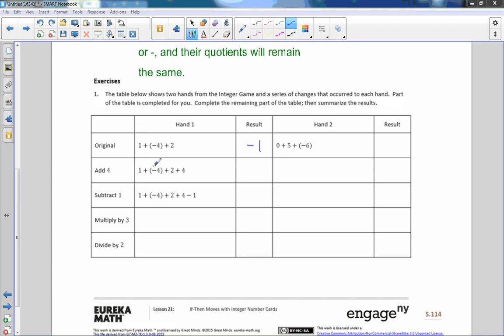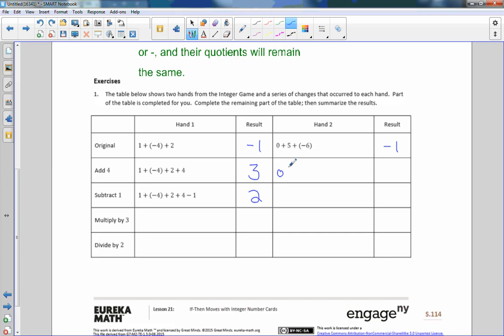So now I have 1 plus -4 plus 2. We're told to add 4 to this, so that's plus 4. Obviously if this was -1 and we add 4, we're going to end up with a 3. Subtract 1 from that 3 and we're going to get 2. Add 5 and -6 and I get -1. So as you can see, our results were equal at the beginning.